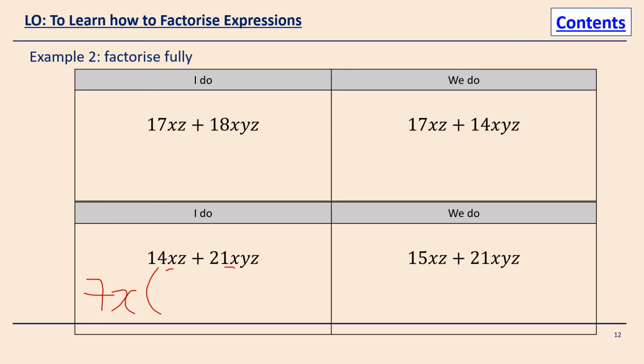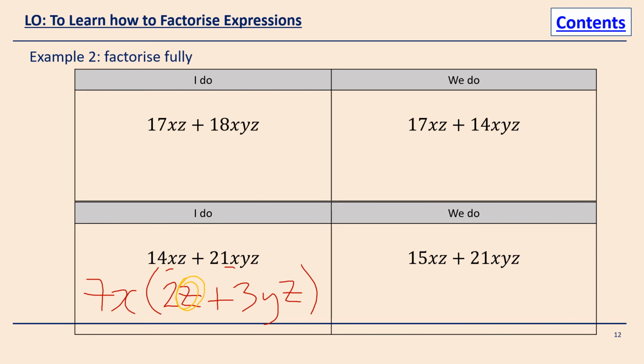7 times something is going to give us 14, so that's 2. And we need to put the z in there as well. 7x times 2z is going to give us 14xz. Now we need 21 here. 7 times 3 is 21. We've already got the x, so we need to put y, z here. What do you notice? Have I got the highest common factor here?